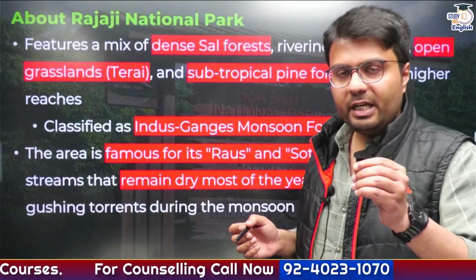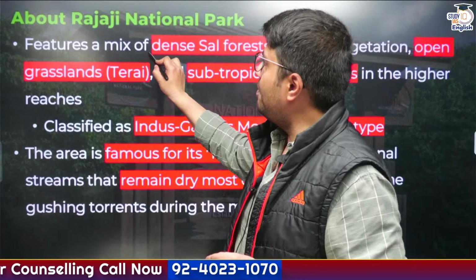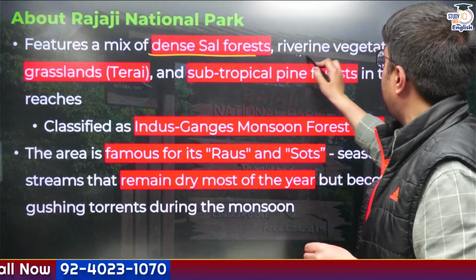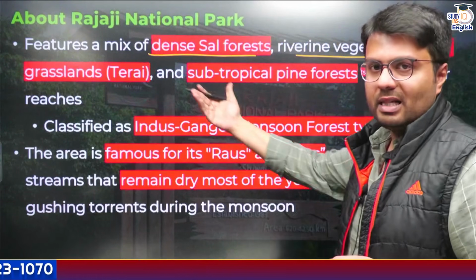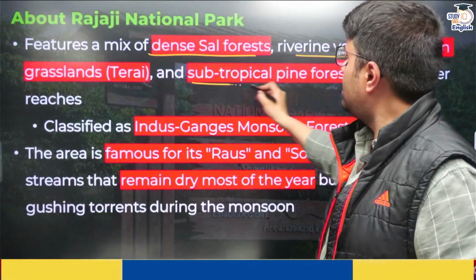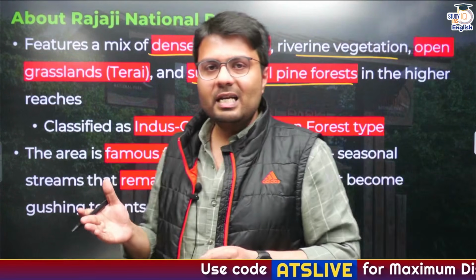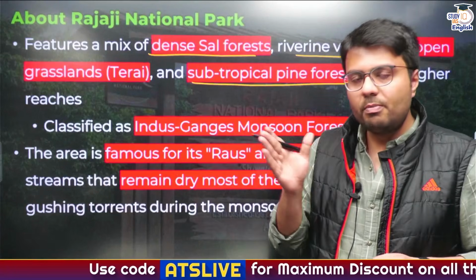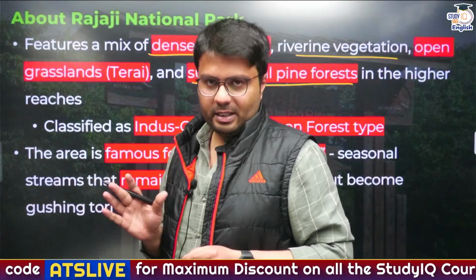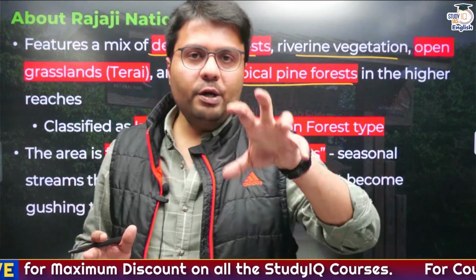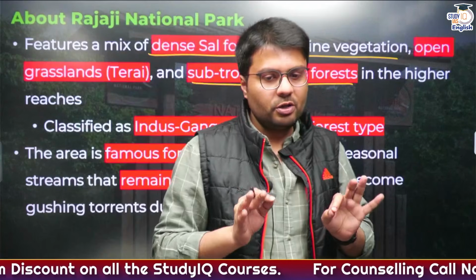Now let us talk about the important geographical features of this particular national park. In terms of vegetation, this national park consists of a mix of dense sal forest, riverine vegetation, open grasslands that are terai, as well as subtropical pine forest in the higher reaches. It is classified as an Indus-Ganga monsoon forest type, right? So this is the kind of vegetation which is available in Rajaji National Park.